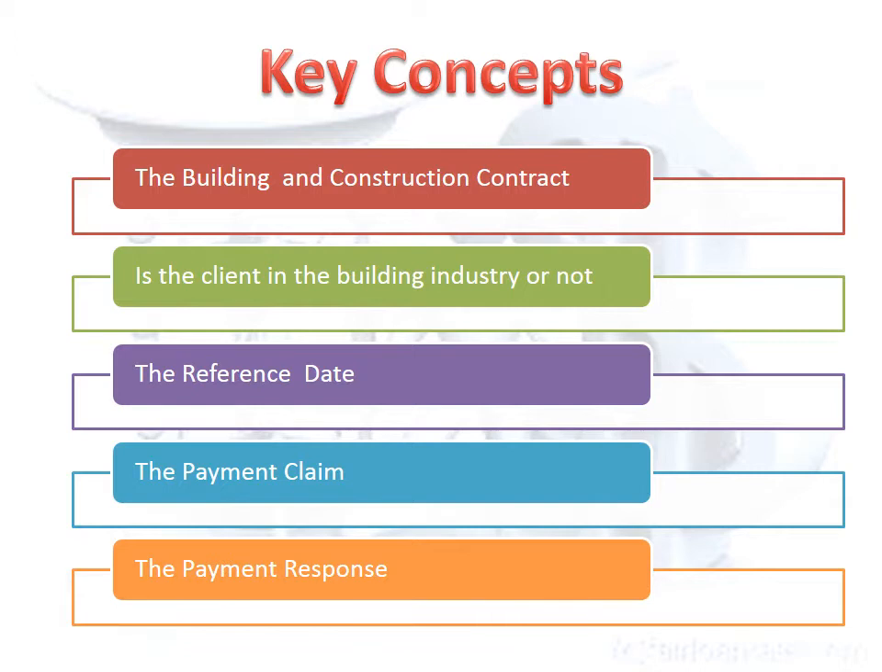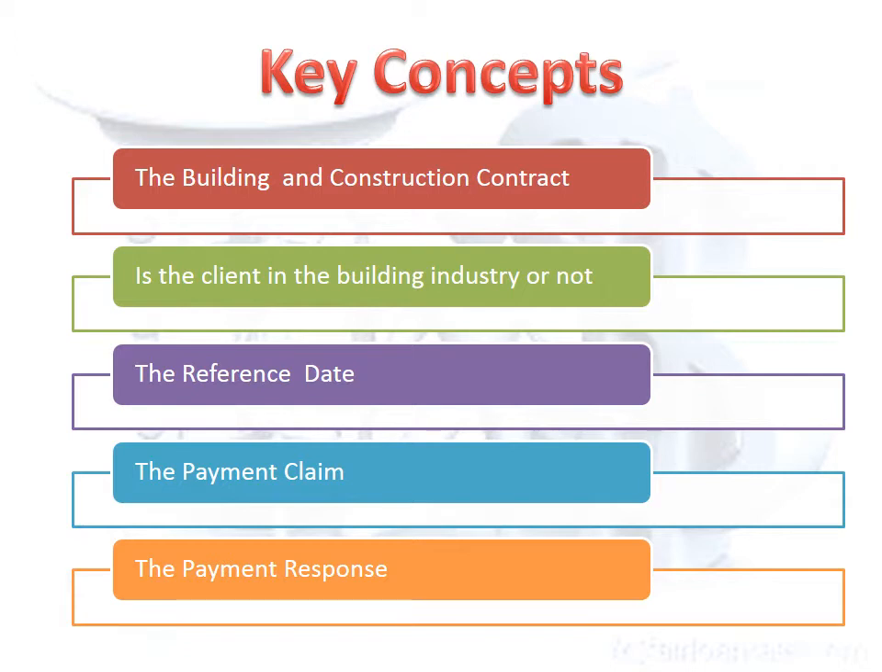The initial requirement is that there needs to be a building and construction contract, written or oral, for the provision of work, goods or services within the state. If the work is done outside the state, you cannot use that state's security of payment process.